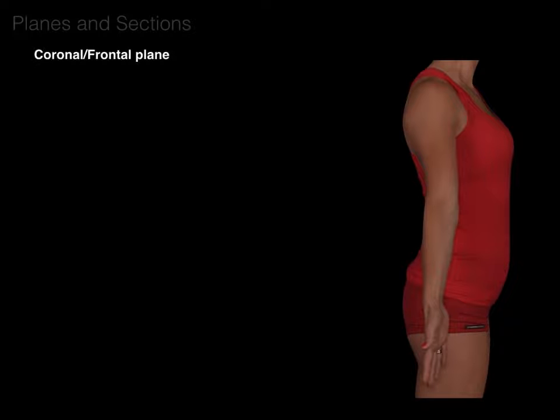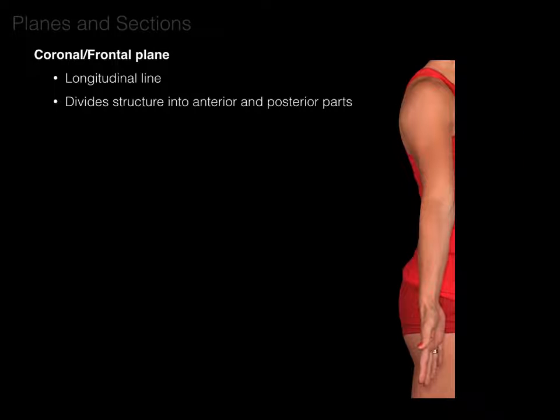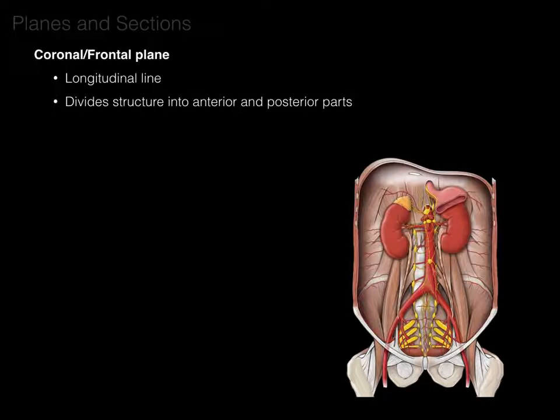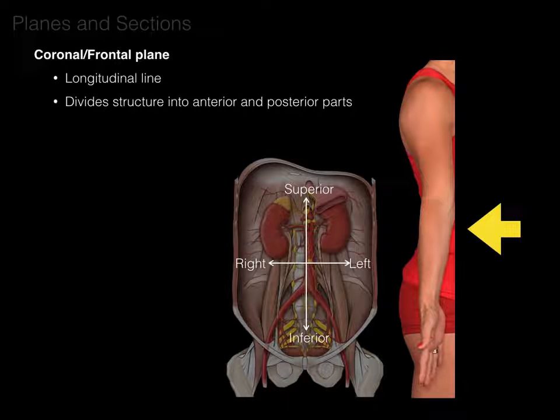Next, let's talk about a coronal, also known as frontal plane. They're synonymous terms. And this is also a longitudinal line, which means it goes up and down, and it divides a structure into anterior and posterior parts. For example, like this. There's a line and shing, separating it, and that's the view in which we see it. So if we now twist, this is what the coronal plane or section looks like. And this is really good for studying relationships in right and left, and also superior and inferior views. So there it is. There's the plane.